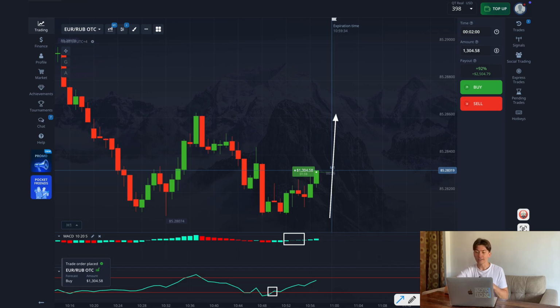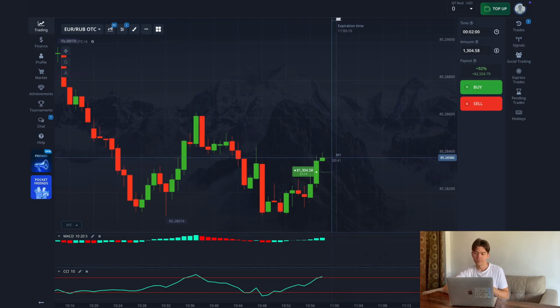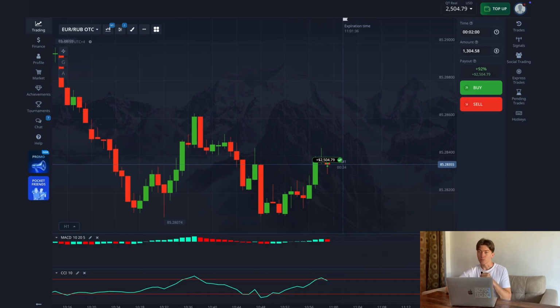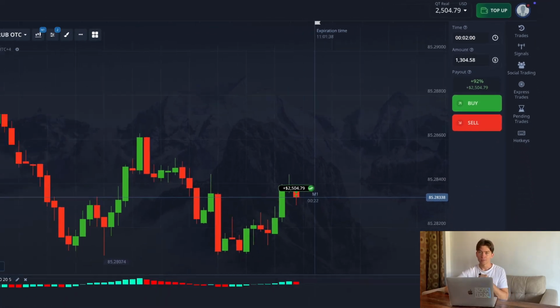Candles stretch higher and close above prior levels, forming a clear bullish sequence. Pullbacks stay shallow and brief. The market refuses to revisit the lows, and that's a clear sign buyers have taken control. Clean execution plus $1,200. Moving on.